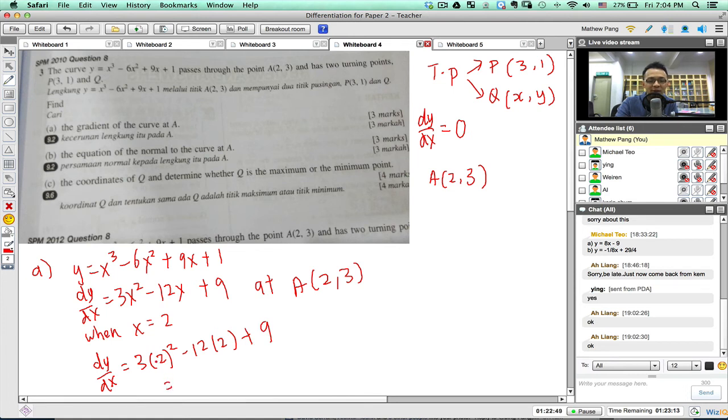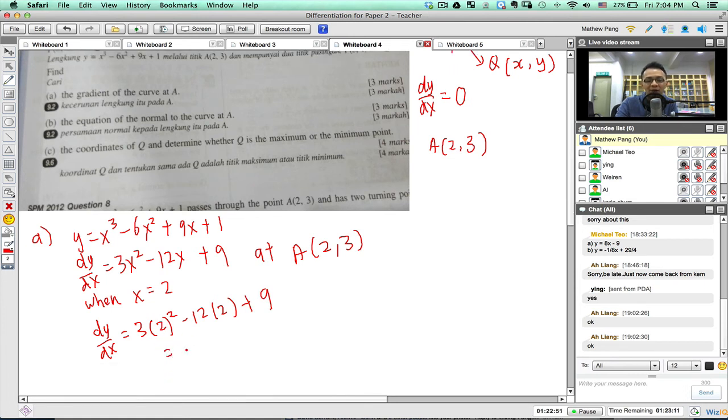So this is 2 squared, right? 2 squared, 4, 4 threes is 12. So 12 minus 24 plus 9, which is negative 3. Alright, so you got all 3 marks for A. You just need to understand how to differentiate, and then you have to understand the meaning of A. You're not going to use the y value of A, you only use the x value. Then you can easily get 3 marks for this one.